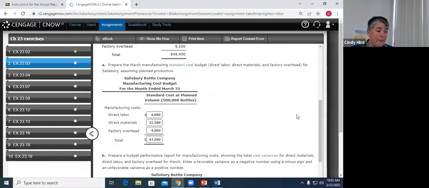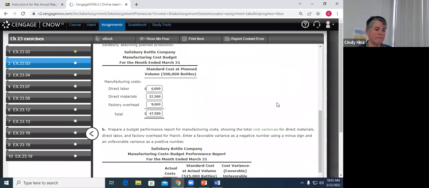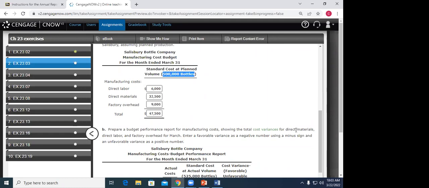Okay, so when we looked at our standard cost based on our expected level of production, we have a budget of $47,500. That's how much we expected to spend on bottle production for the month of March. Again, this is the static budget based on our expected level of production.